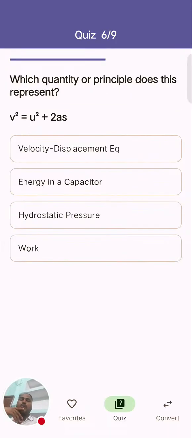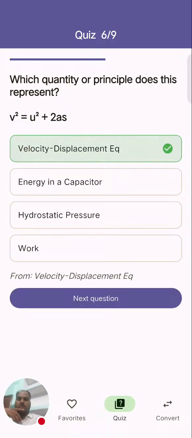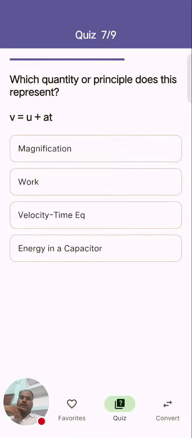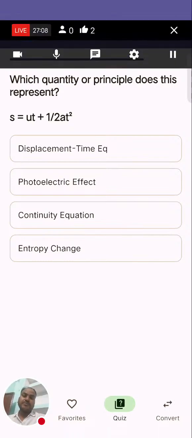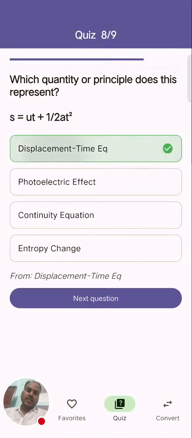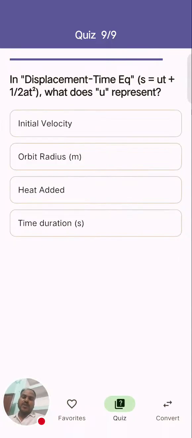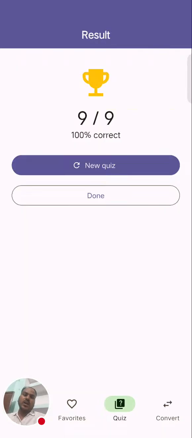Now, which quantity or principle does this represent? V square equal to U square plus 2AS is the velocity displacement equation. V equal to U plus AT stands for the velocity time equation. Displacement time equation: S equal to UT plus half AT square. What does U represent? U represents initial velocity.